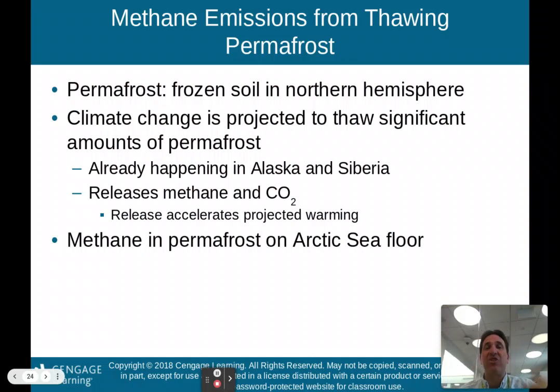So this release accelerates the projected warming because now you're putting more methane and carbon dioxide into the air that wouldn't have happened naturally. It's unnatural because these areas are warming too quickly, and so this permafrost is melting.